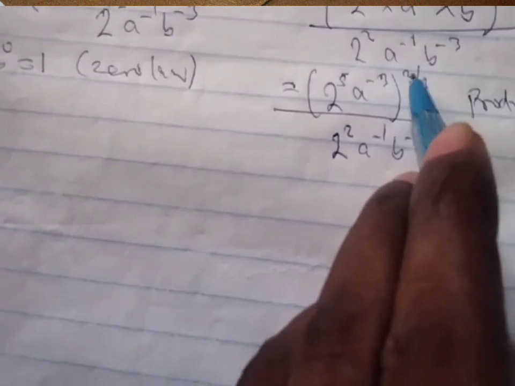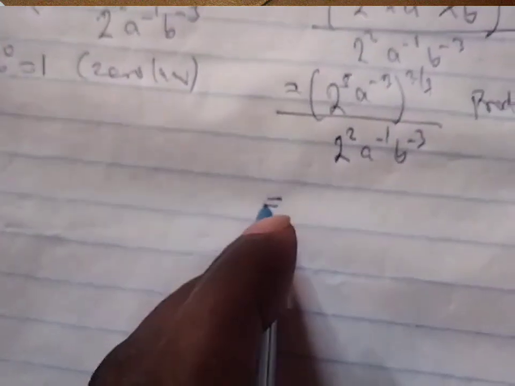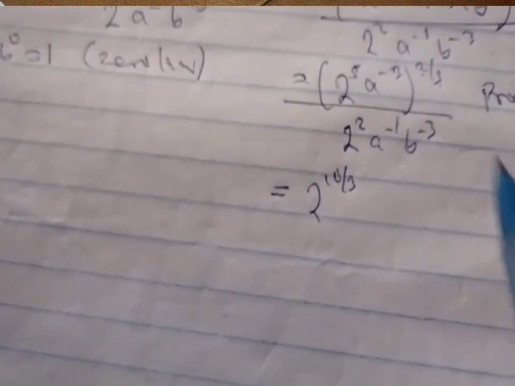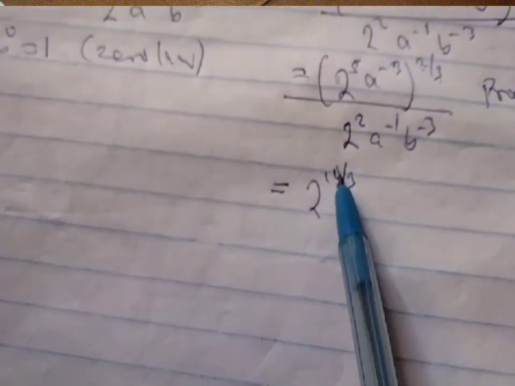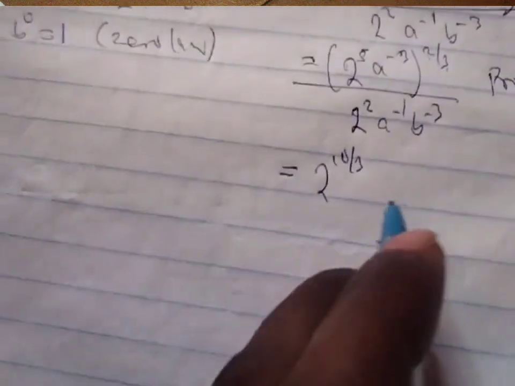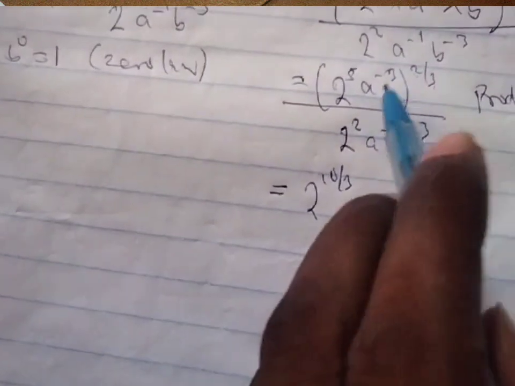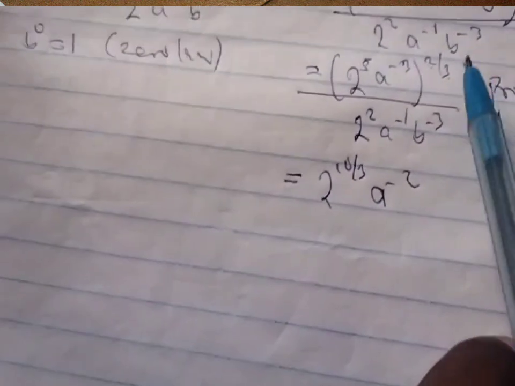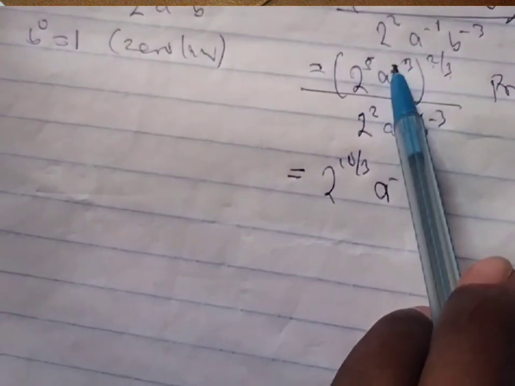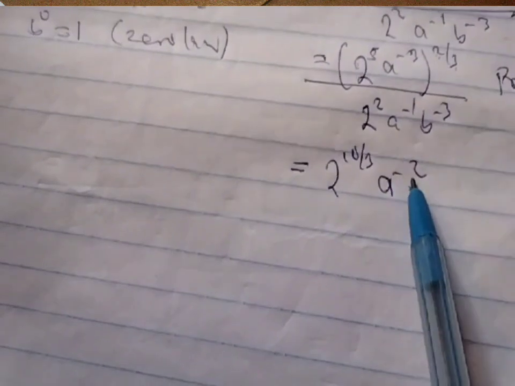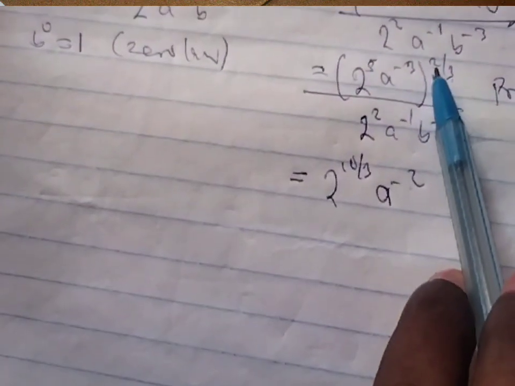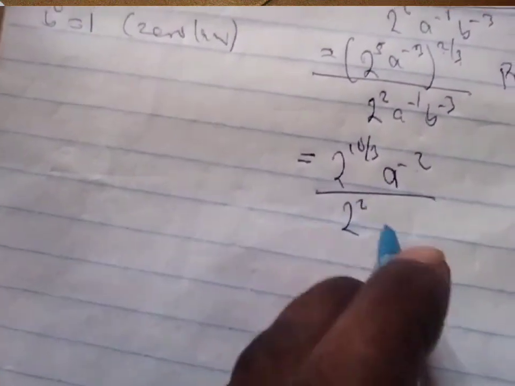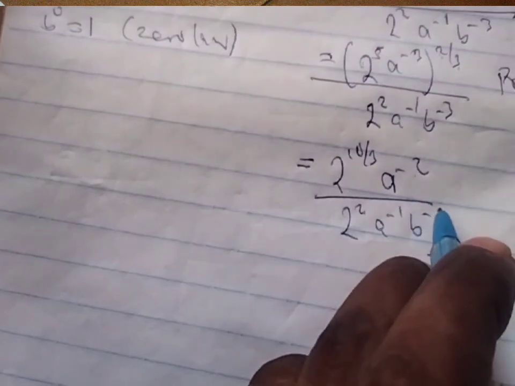Let's use this 2 all over 3 to multiply what's inside the bracket, and that will give us 2 raised to the power of 10 all over 3, if I'm not mistaken, because 2 times 5 is going to give me 10. Then let's work with the a. So that means a to the minus 3 times 2 all over 3 will give us minus 2. You know how I got minus 2, because this 3 will cancel this 3. Then minus 1 times 2 will still give us minus 2. So I've actually omitted this 2 all over 3 by multiplying what is inside the bracket, all over 2 raised to the power of 2, a minus 1, and b minus 3.